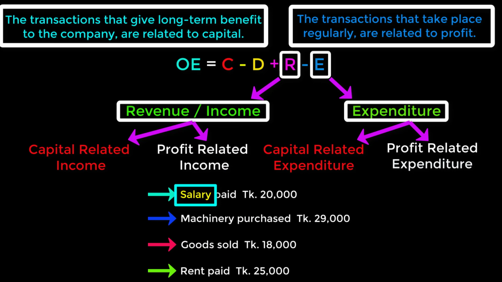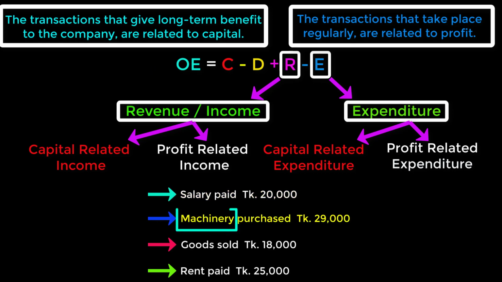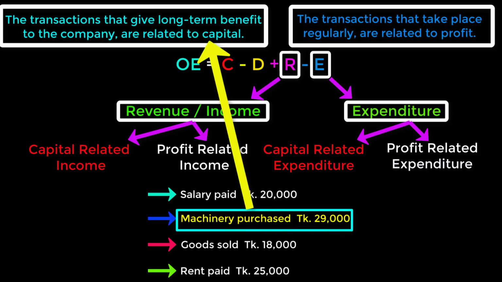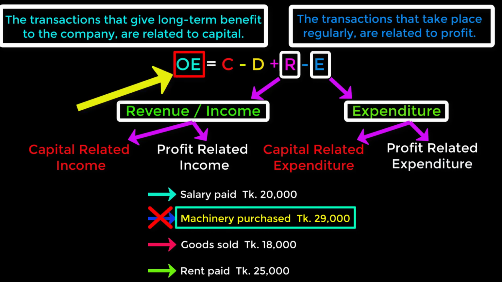Salary has to be paid regularly. That means this transaction has the relation to profit. Therefore, we will have to consider this transaction to calculate the owner's equity. Machinery can be used year after year. That means this transaction is related to capital. So, we will have to avoid this transaction to calculate the owner's equity.